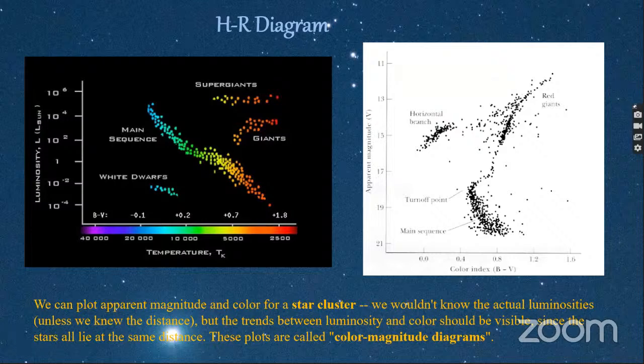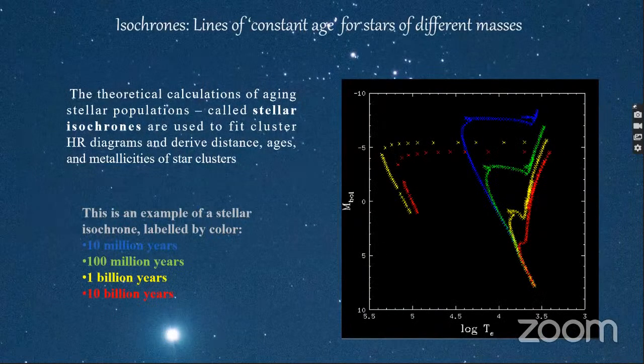We use isochrones to find the age of star clusters. Here I've shown four isochrones: the red one is 10 billion years, the yellow one is 1 billion years, the green one is 100 million years, and the blue one is 10 million years. Iso means same and chrone means age, so on an isochrone, for example the blue one, all the stars are of the same age, but they occupy different points due to their mass.